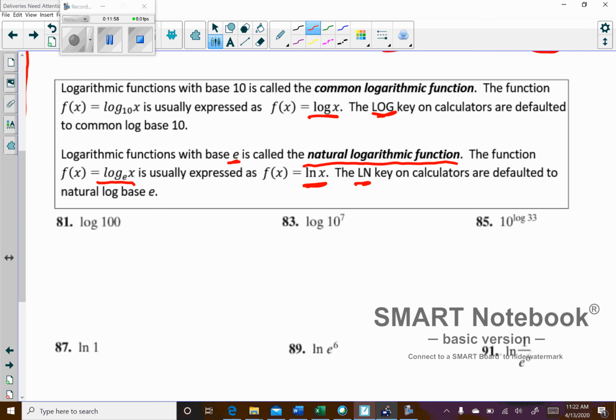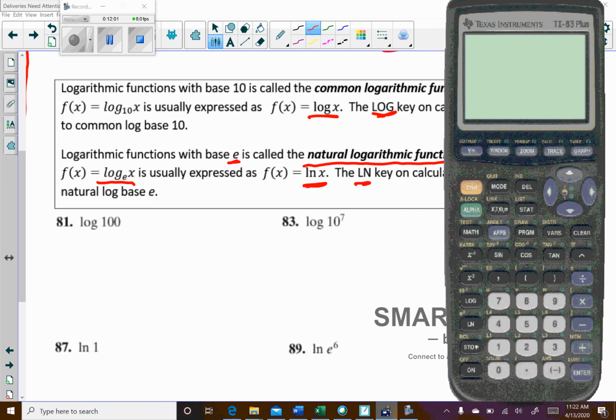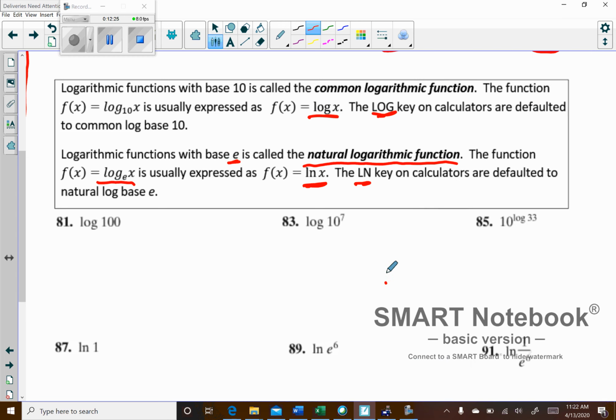And I'll pull up my calculator just to show you all these buttons real quick. So right here, to the left of the 7 is my log button, and to the left of the 4 is my natural log button. Like I said, if you have a scientific calculator, it's going to have those buttons also. And then on your phone, if you turn it sideways, typically you'll see that button in there when it shows you your extra keys.